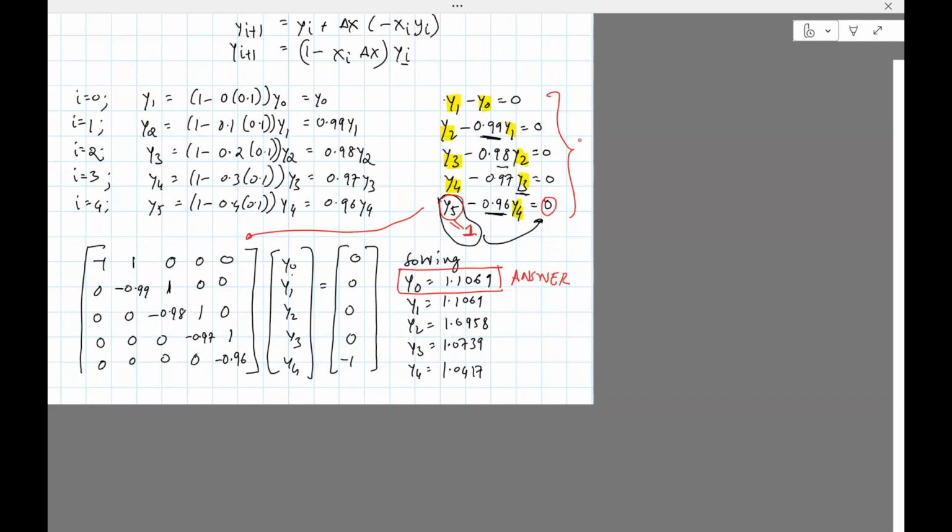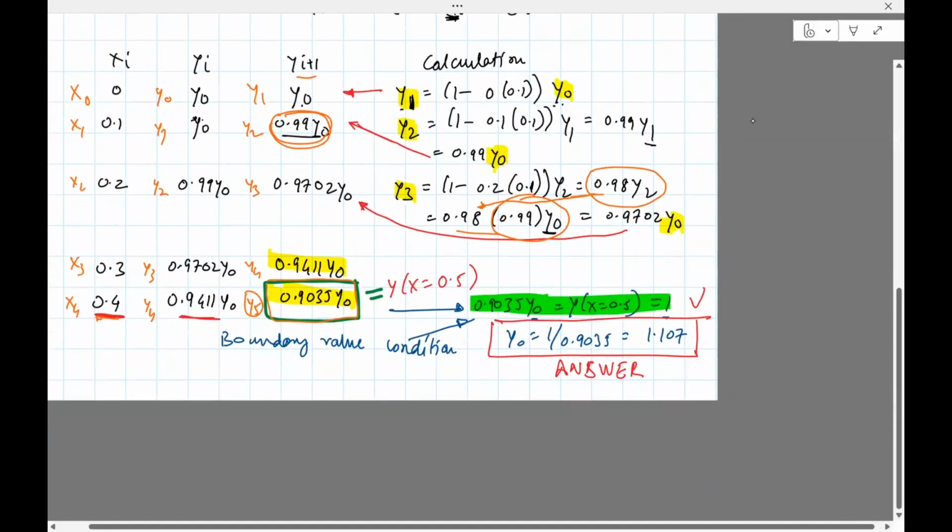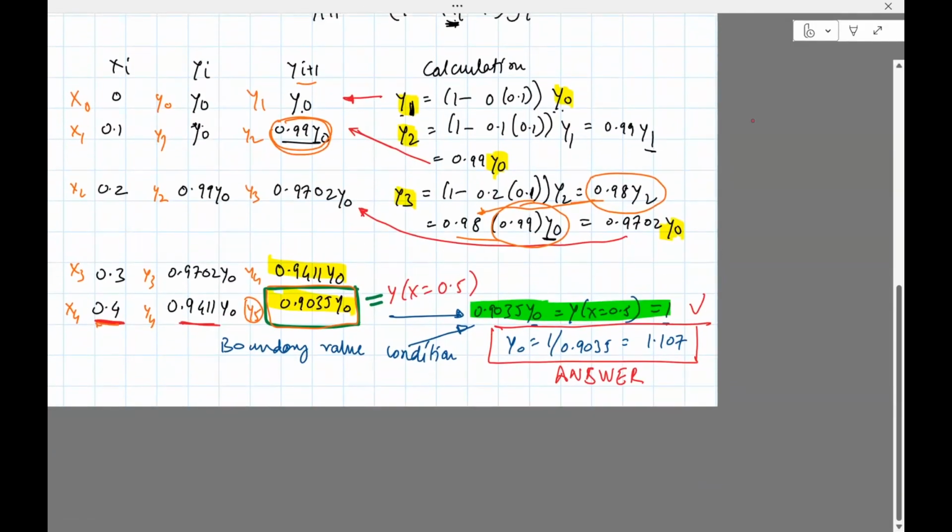So the answer here is 1.1069. If you look at the solution we obtained earlier, I actually rounded it up. It's 1.107 that I got. It's off by 0.0001. 1.1069 versus 1.107, right? Very close. So we got 1.1069 from the next page. So it's off by 1e-4, right?